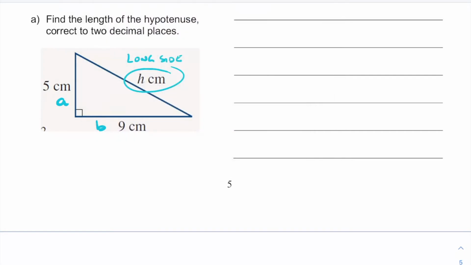The very first step in anything like this, if it's not to draw a diagram, if you've already got a diagram, there's no real need to draw one. If there isn't a diagram, it can make it easier if you draw one. We do have a diagram here, so the next thing that we're going to do is write the formula.